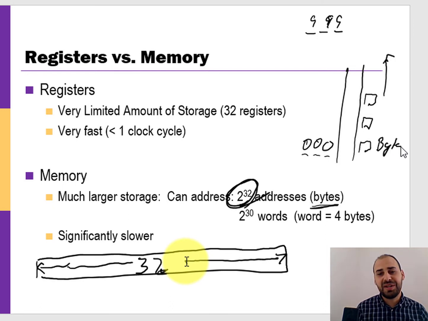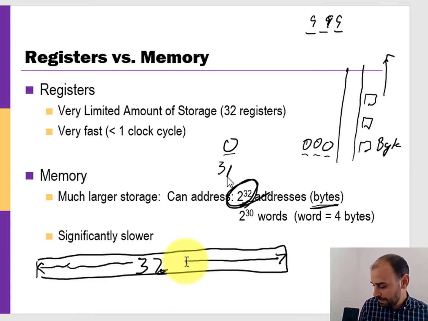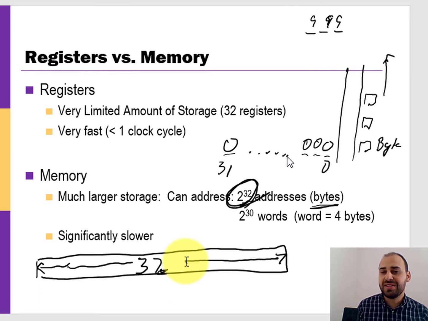And we're dealing with powers of 2. We have 32 bits, which means how many bytes we could uniquely address would be 2 to the 32 unique addresses.